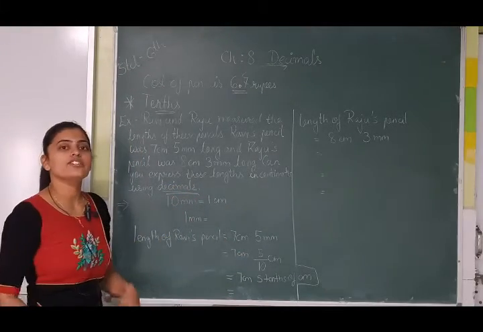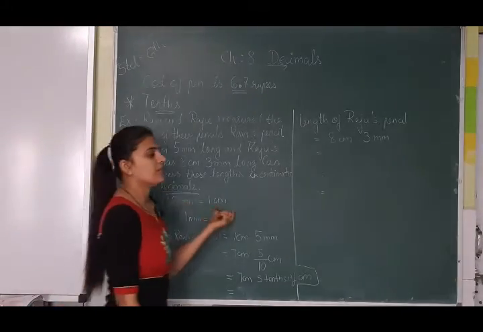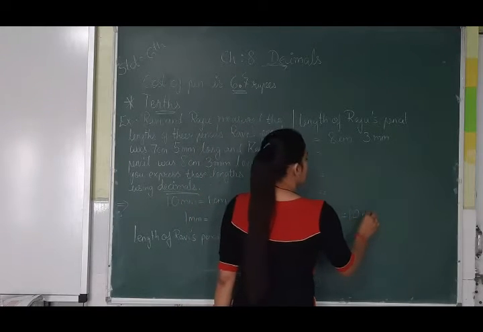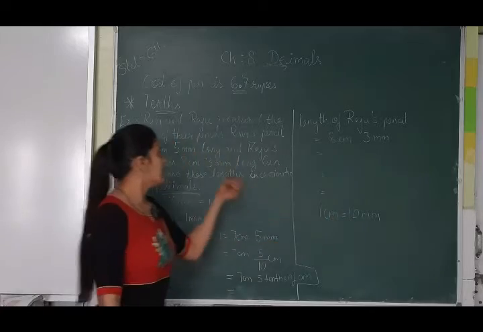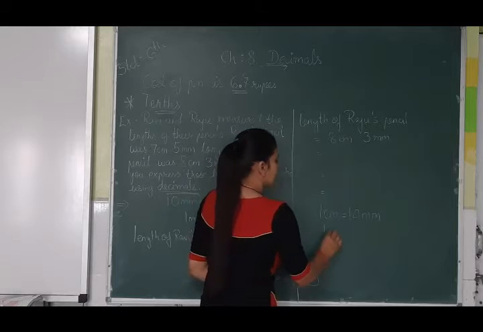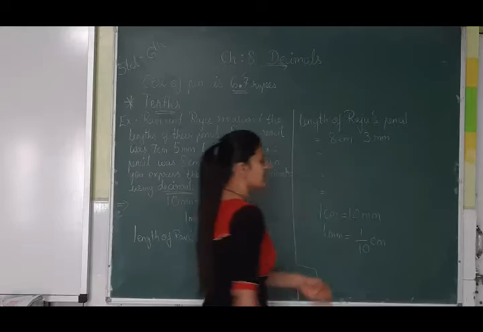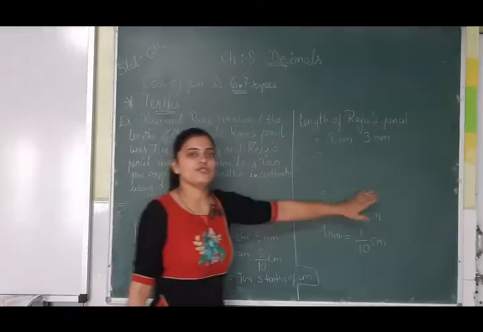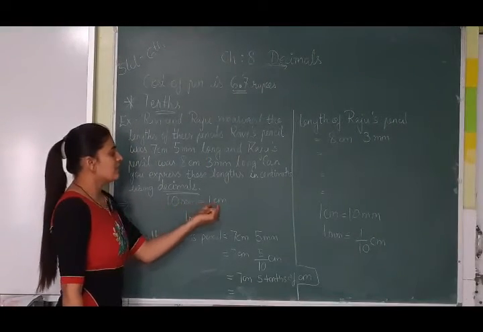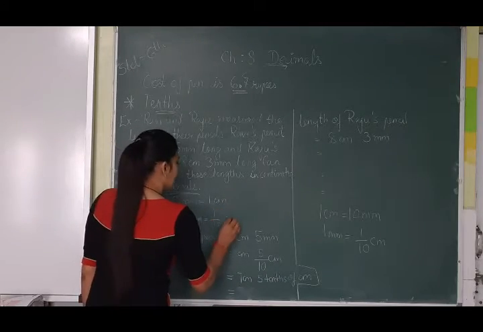Now you should know the relation between centimeter and millimeter. What is the relation between millimeter and centimeter? 1 centimeter is equal to 10 millimeter. Now here we want to convert millimeter into centimeter. So what will be 1 millimeter? 1 millimeter will be 1 by 10 centimeter. So if we want to convert millimeter into centimeter, then divide it by 10. So 10 millimeter is equal to 1 centimeter, and 1 millimeter will be equal to 1 by 10 centimeter.